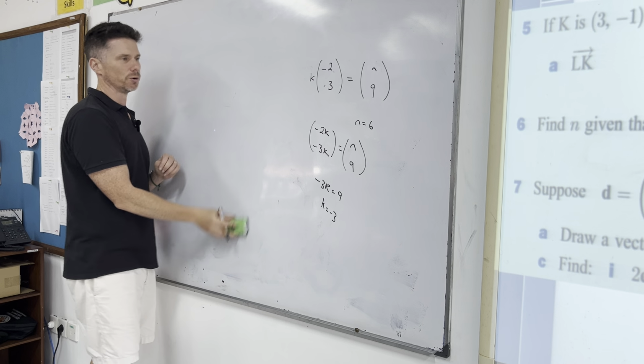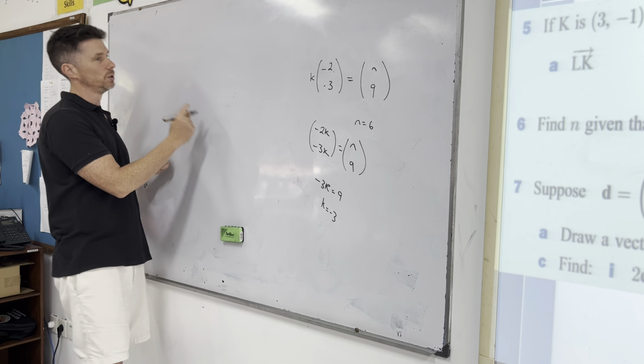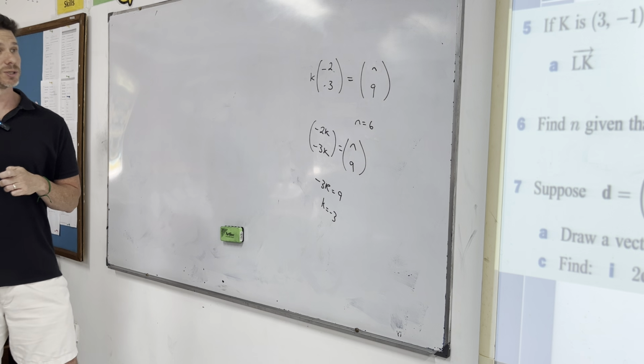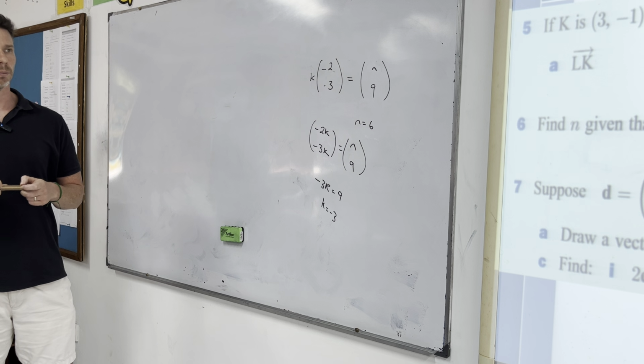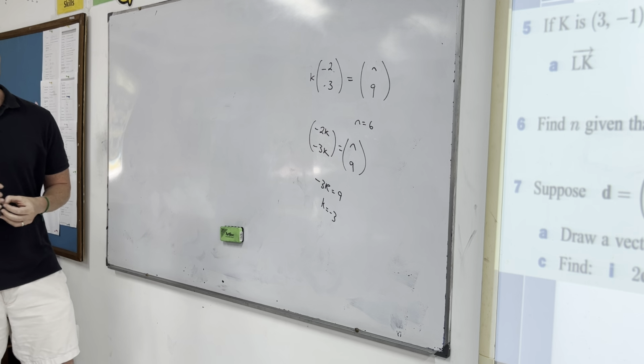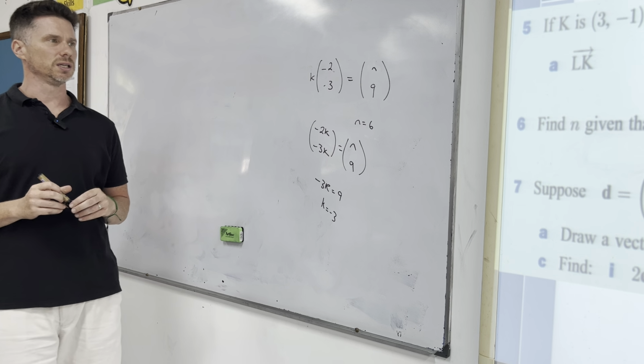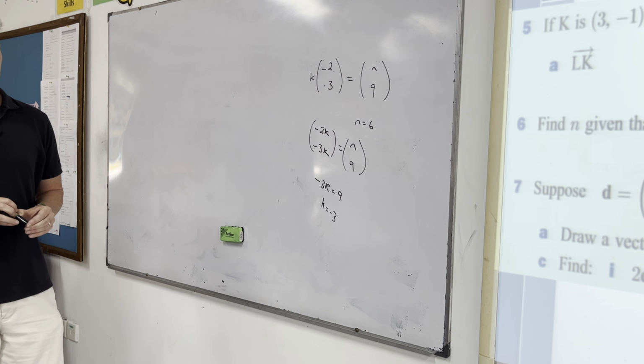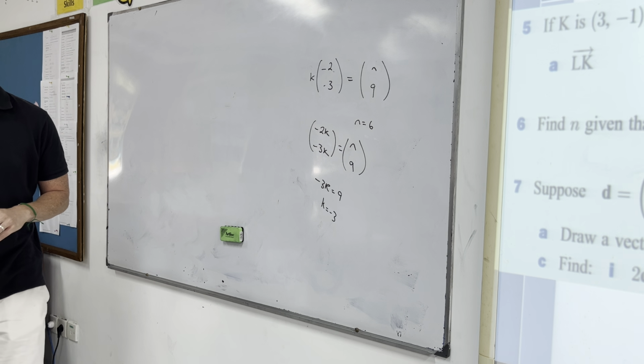Okay. So remember that for parallel vectors, one is a scalar multiple of the other, or just multiply it by a number. All right, let's do this last one. Suppose D is 3, 1 and E is -2, -2. Draw a vector diagram to illustrate D minus E.